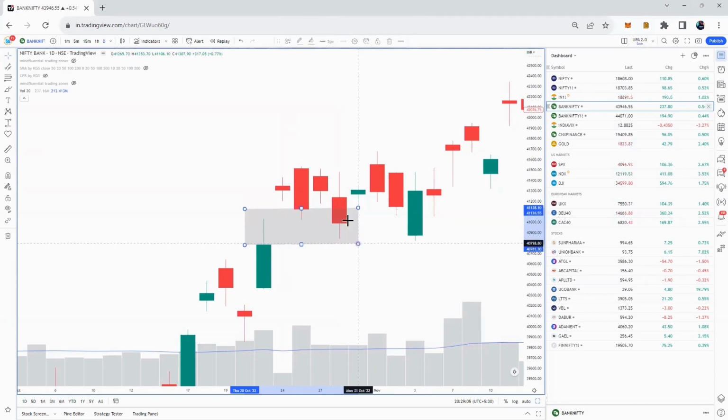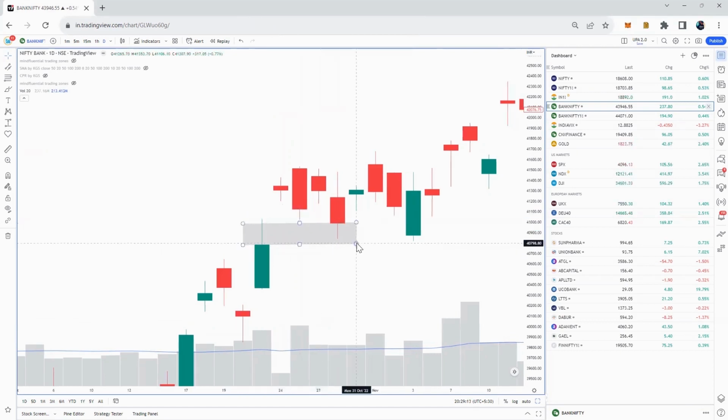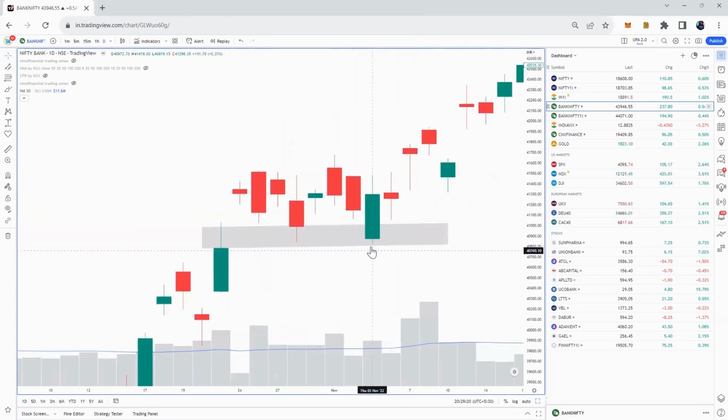On the next day, you will extend it. After that, again, what happened? Again, half of the gap got filled by the opposite color candle. Now what you do, reduce this gap to this extent and then continue further. Treat this level as a support level. Now after some time, price came down, but it could not break this level.